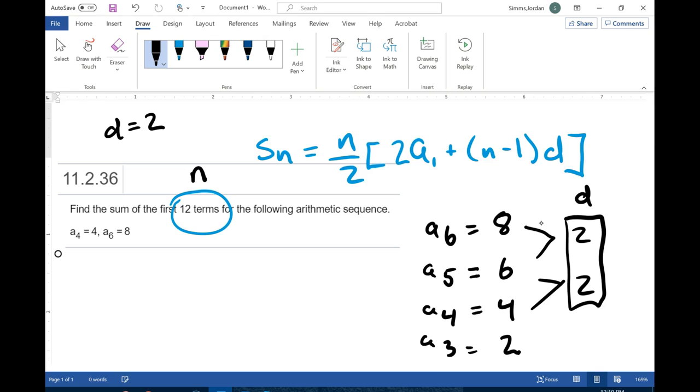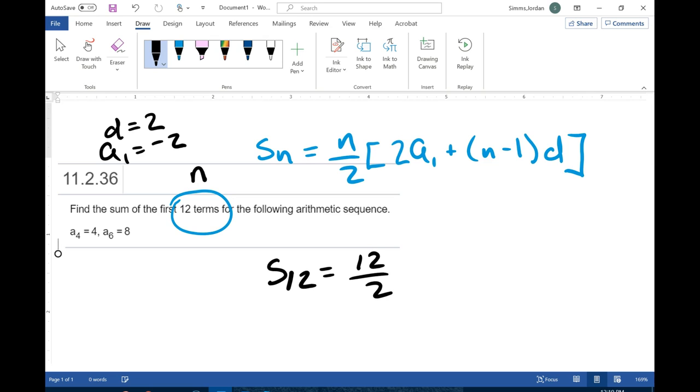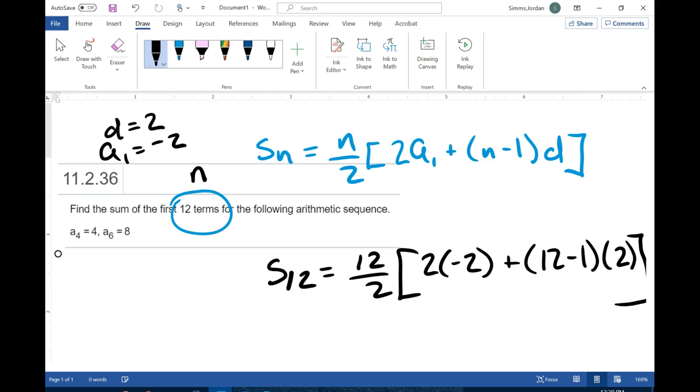I know that d is 2, and I know that a1 is negative 2. And from there, we're just going to plug and play and use the formula after that. Should be pretty straightforward and boring, actually. So the sum of the first 12 terms in the sequence is going to be 12 over 2 times 2 times our first term, which is negative 2, plus n being 12 minus 1 times 2, our common difference. And then we can just go through and do all that stuff.